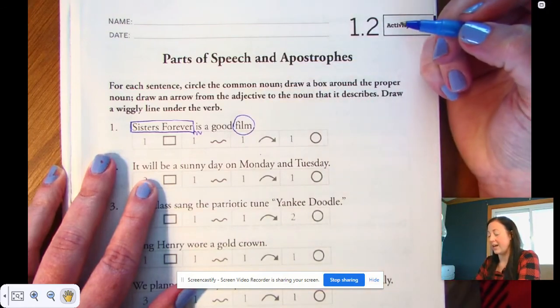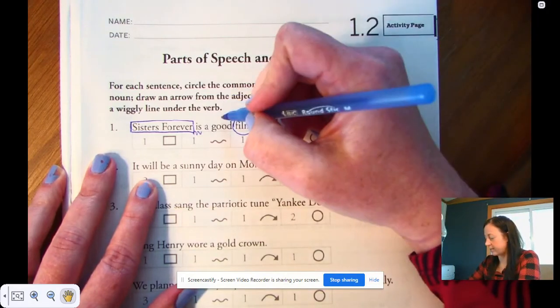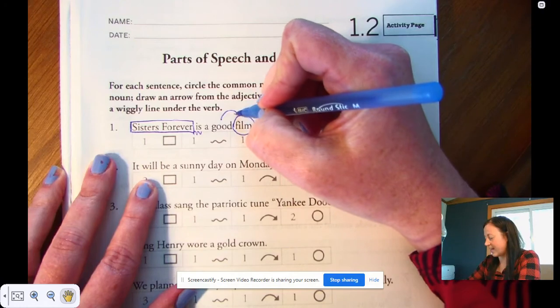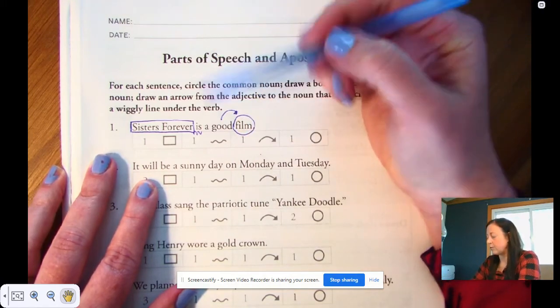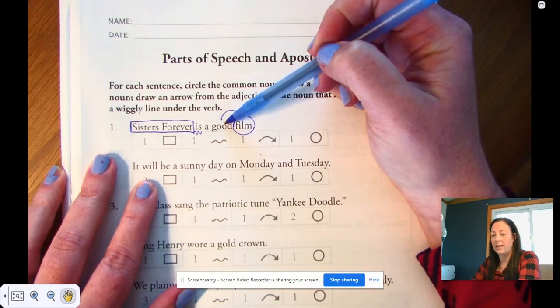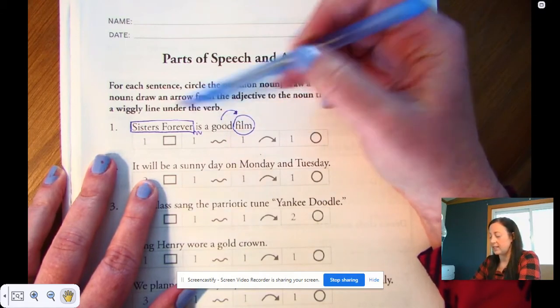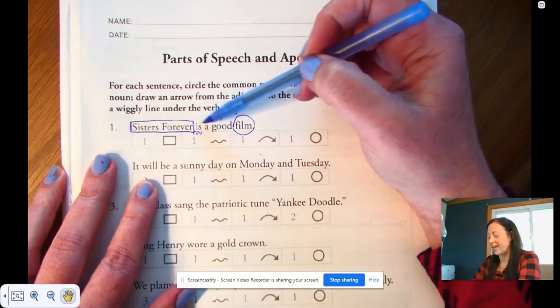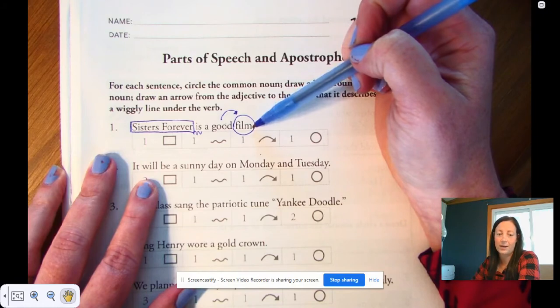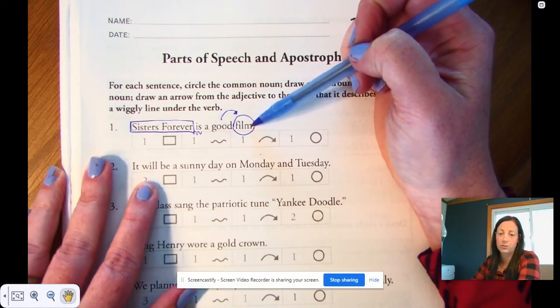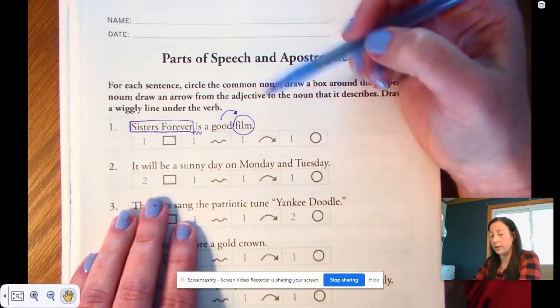Okay. And good, you notice I left that one out. Good is the adjective that describes the film. Usually, you can leave the adjective out and the sentence will still make sense. Sisters Forever is a film. That makes sense without the adjective in there. So if you want to go ahead and identify the nouns first or the verbs first, whatever's easier for you. All right, I'll do another one with you.